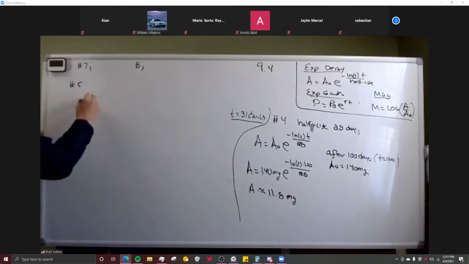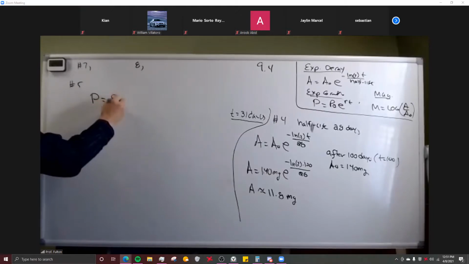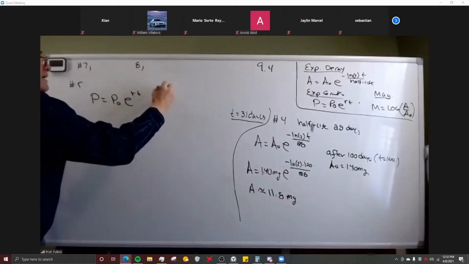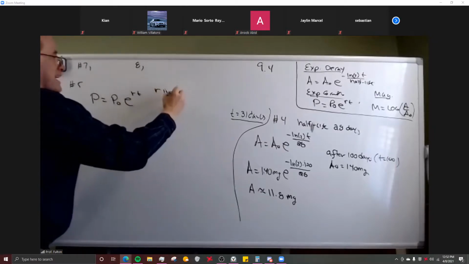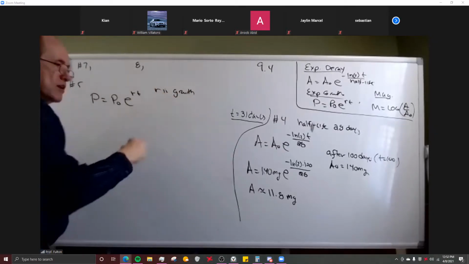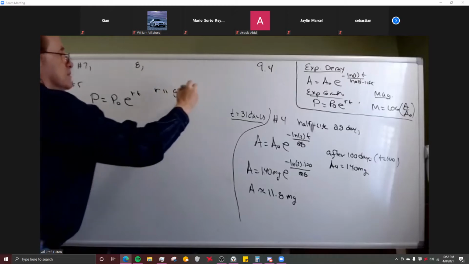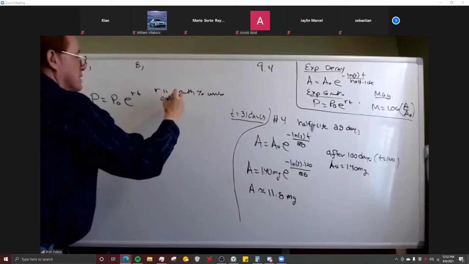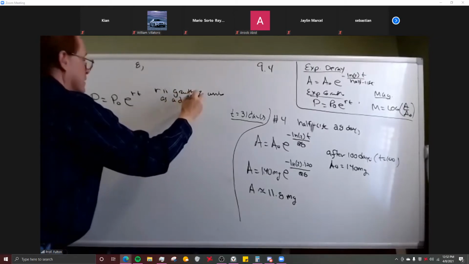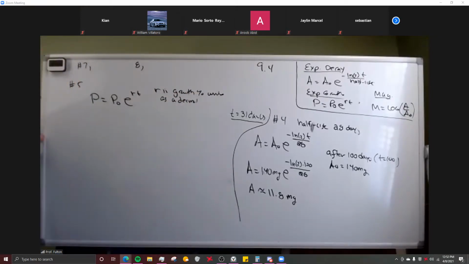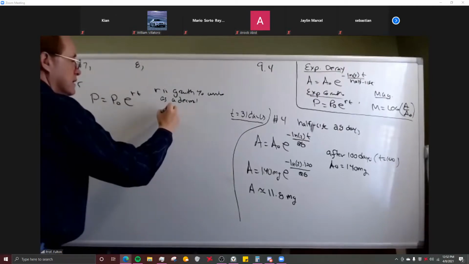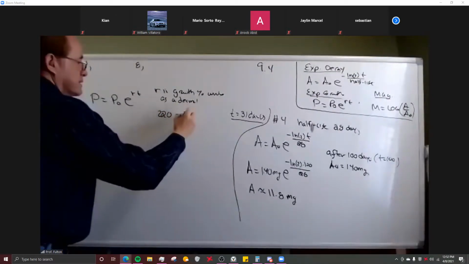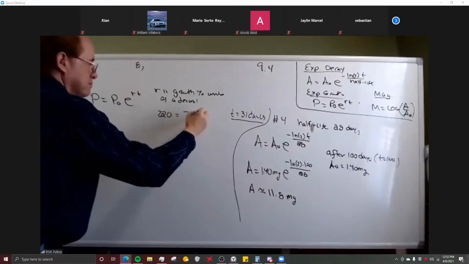But here's our population model. P is initial population, e to the rt, where r is the growth rate as a decimal. It's the growth percentage written as a decimal. Okay, so in 2020, there was a total of roughly 7.8 billion people in the world.